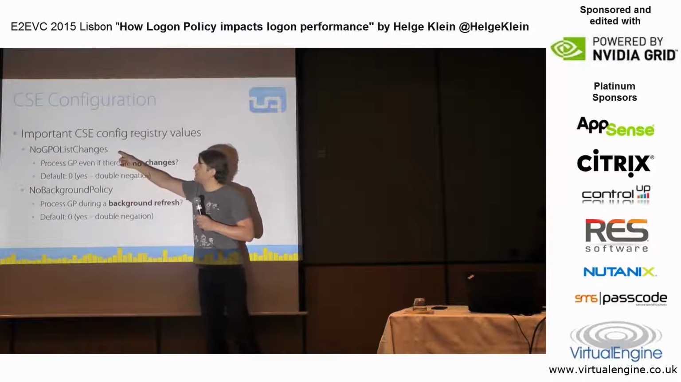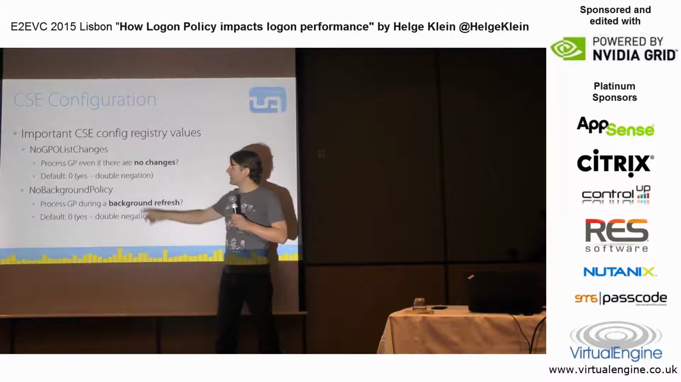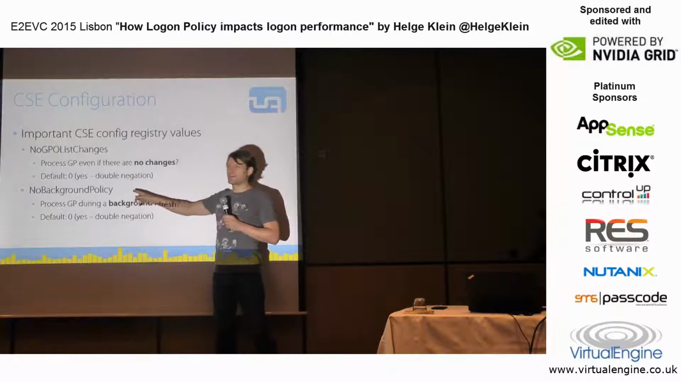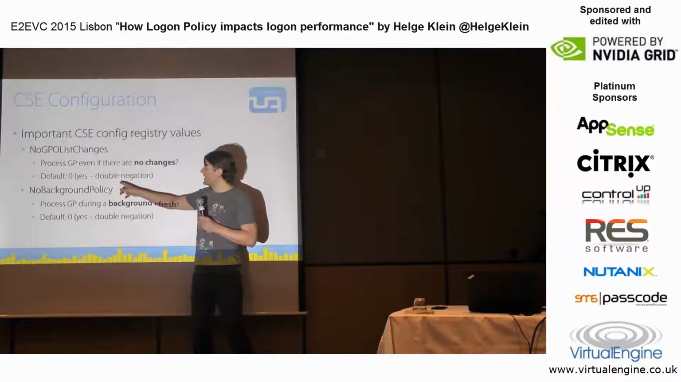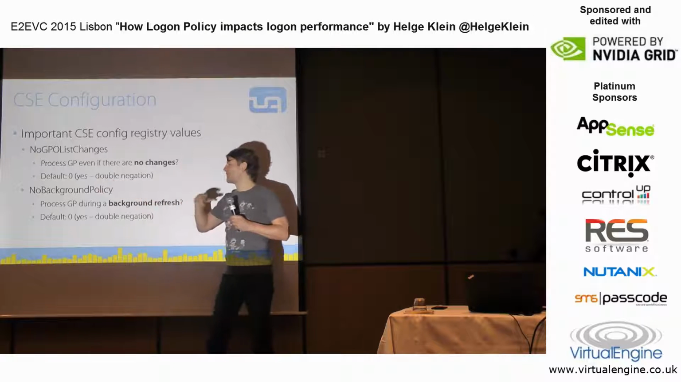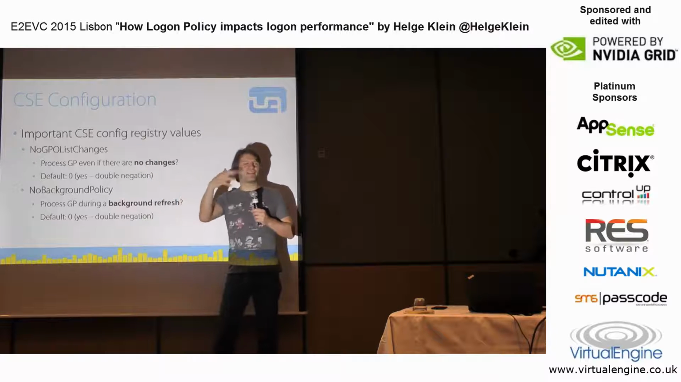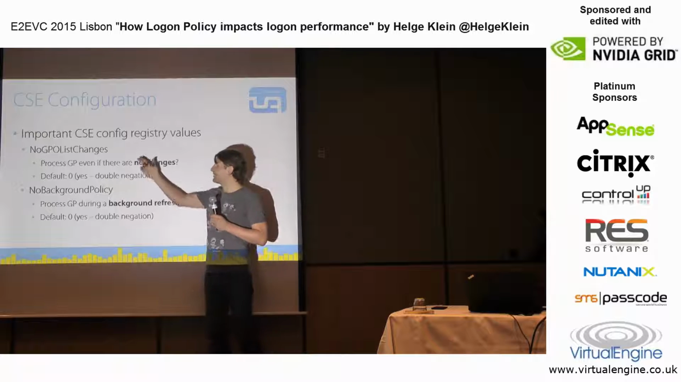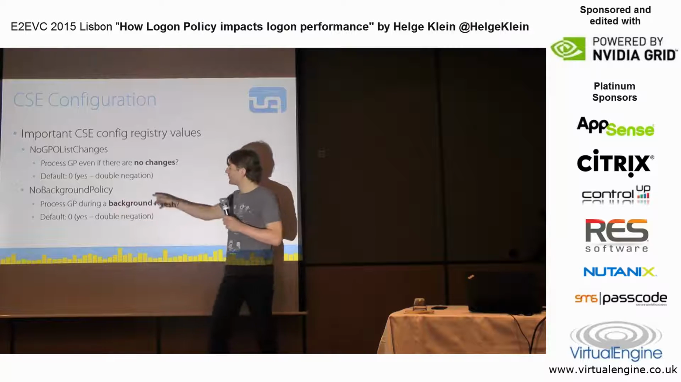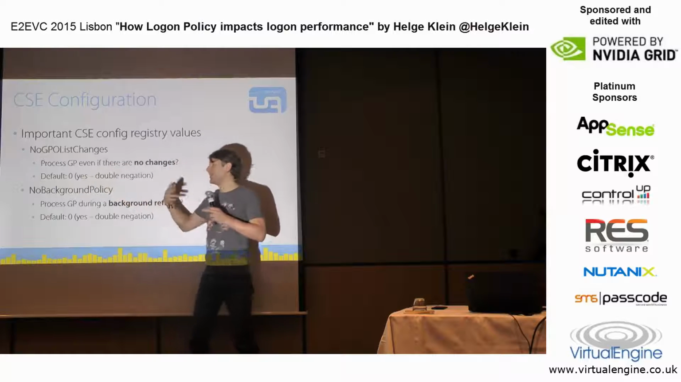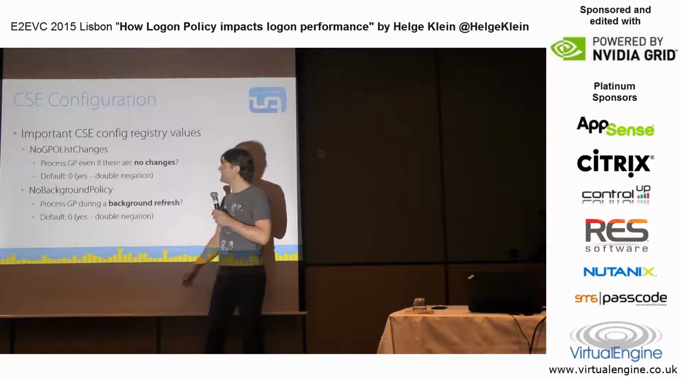One of those is NoGPOListChanges and the other is NoBackgroundPolicy. You may notice this tradition of double negation, which is so totally stupid, but they not only have that in the UI, they even have that with their registry values. It's totally confusing. So NoGPOListChanges 0, which is also no. Double negation means yes. Well, that was easy, wasn't it?